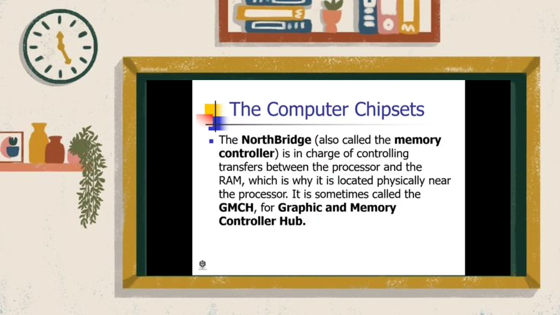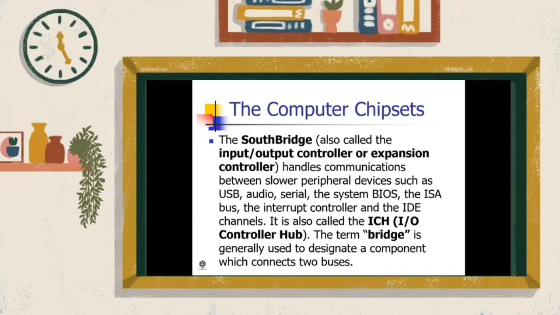The North Bridge, also called the memory controller, is in charge of controlling transfers between the processor and the RAM, which is why it is located physically near the processor. It is sometimes called the GMCH for Graphic and Memory Controller Hub.